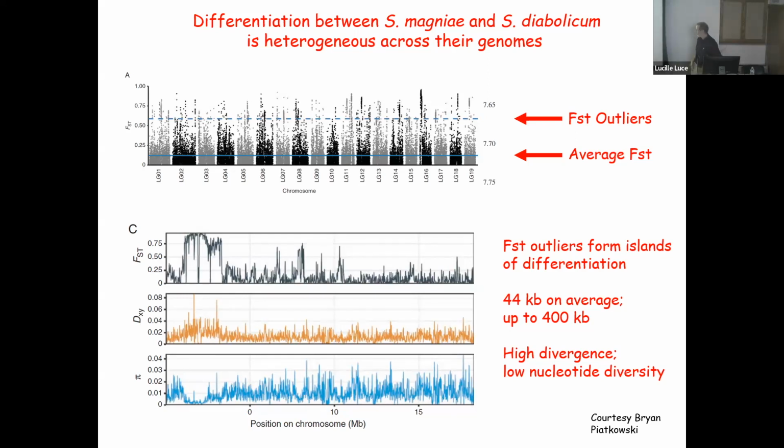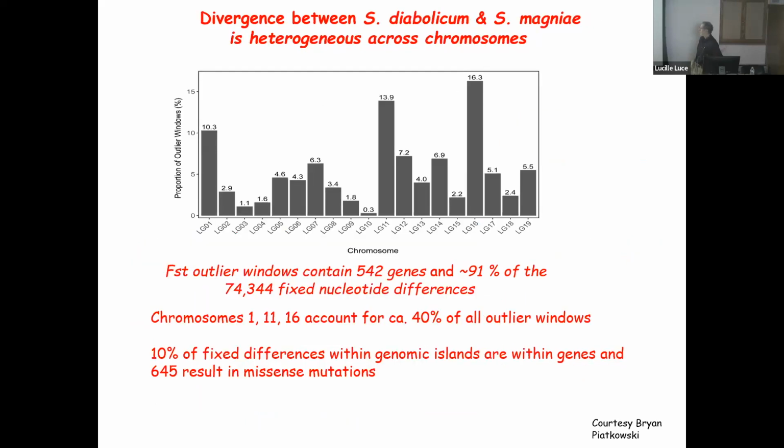And so these islands we were kind of excited about. We knew from that same study that divergence between the two species is heterogeneous across chromosomes. So chromosomes 1, 11, and 16 account for 40% of all of those outlier windows that we identified. And those outlier windows contain over 500 genes.